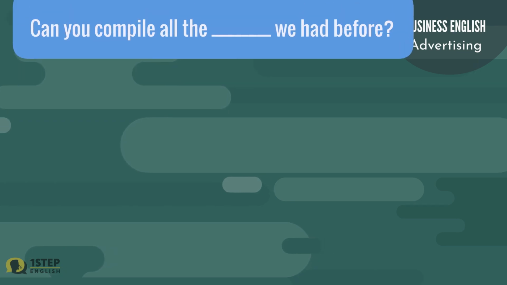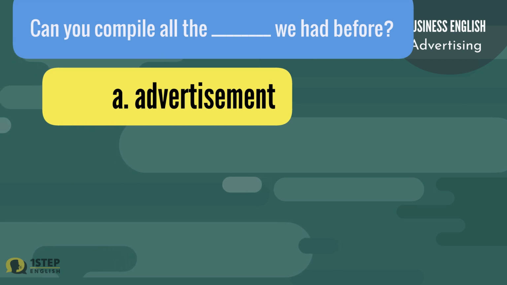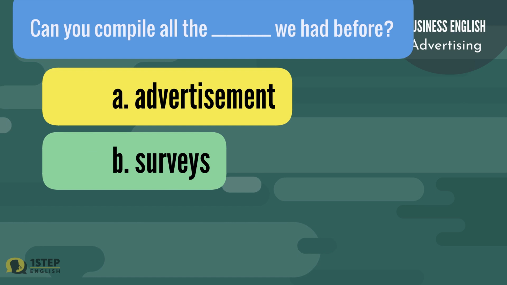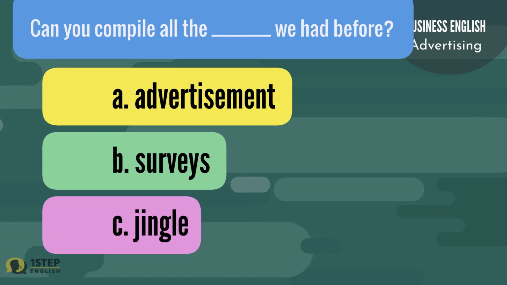Can you compile all the blank we had before? Letter A. Advertisement. Letter B. Surveys. Letter C. Jingle.